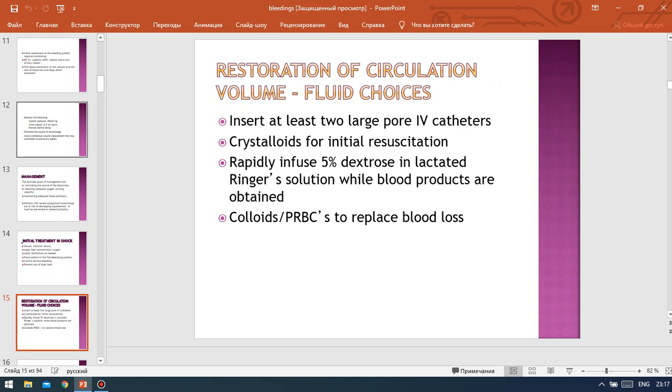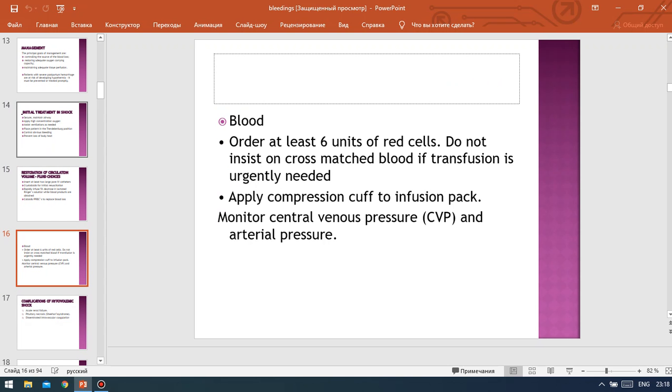Restoration of circulation volume, fluid choices. Insert at least 2 large-pore catheters. Use crystalloids for initial resuscitation, and third, rapidly infuse 5% dextrose in lactated Ringer's solution while blood products are obtained, and colloids and red blood cells to replace blood loss. Blood: order at least 6 units of red cells, and don't insist on cross-matched blood if transfusion is urgently needed.